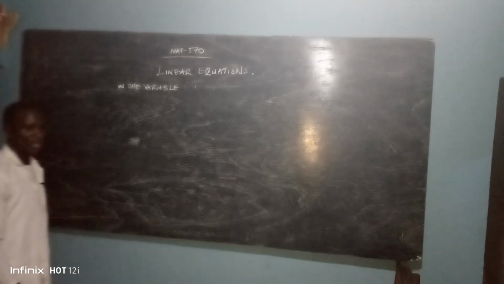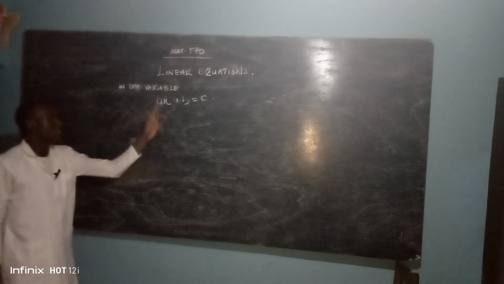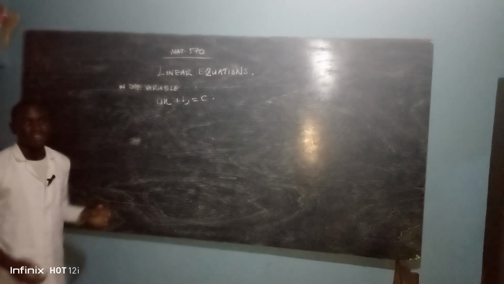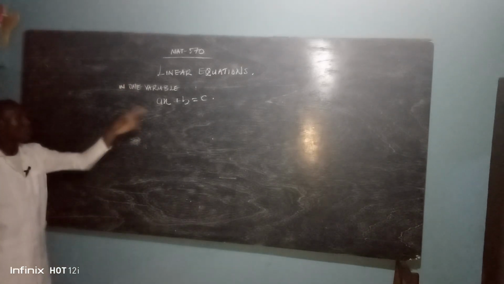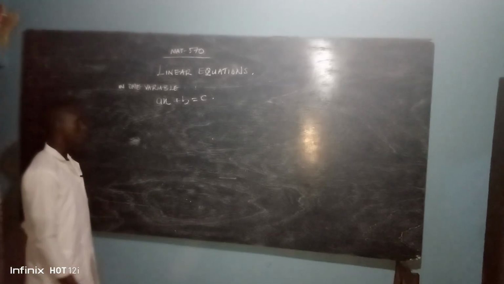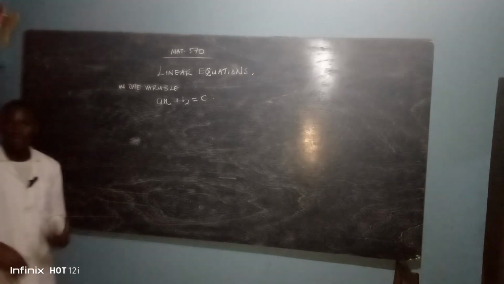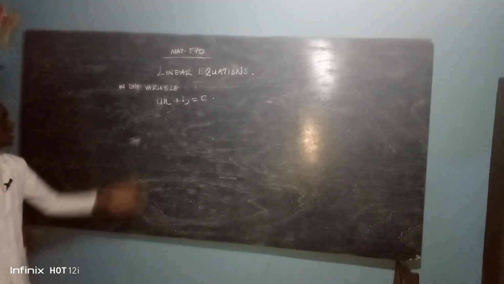Linear equations in one variable are generally represented as ax plus b equals c. Yeah, this is how it is generally represented, right? Well, we're going to see how we can solve this type of linear equation in one variable using the rules of equality that we just saw in the previous tutorial. If you have not gone through the tutorial, you can go through it again so that you get the full gist of what we are going to be doing here.